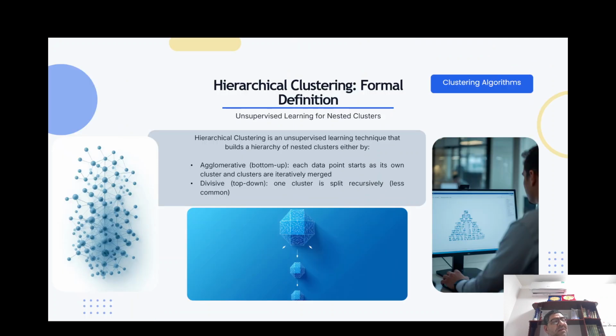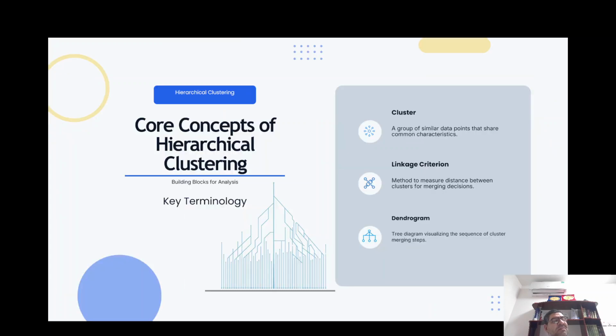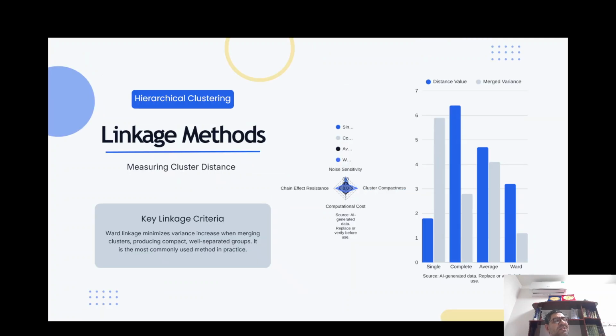So what we have discussed up till now is hierarchical clustering. First of all, what hierarchical clustering is, and there are two approaches, agglomerative and divisive. Divisive is not so common; one cluster is split recursively. There is also a bottom-up approach where each data point starts as its own cluster, and clusters are iteratively merged. And these are some of the fundamental terminology and concepts, which we have discussed earlier as well.